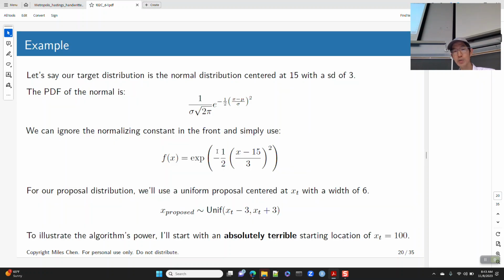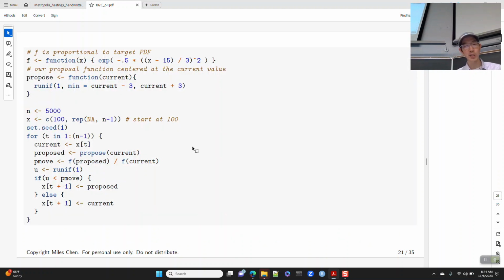Plugging in 102 here, we can see this e to the negative whatever is going to get bigger, so that's going to get smaller. So the probability of moving towards 102 is lower, right? Because I'm doing 102 minus 15 over 3 quantity squared versus 100 minus 15 over 3 quantity squared, and these are e to the negative that. So these are very small probabilities, but I'm going to get some kind of value for p move, and then I will generate a random uniform value u. If u is less than p move, we'll go to the proposed location of 102, and otherwise we're going to stay at 100. Probably we will end up staying at 100.